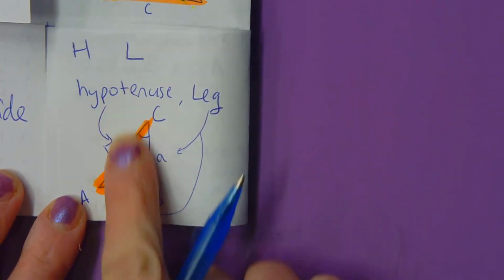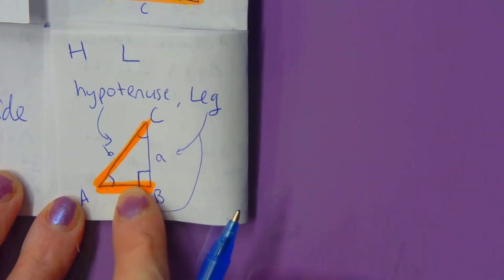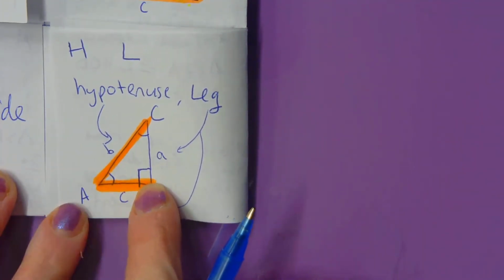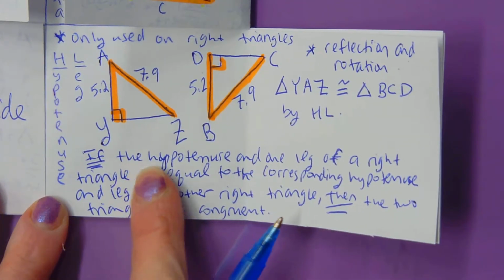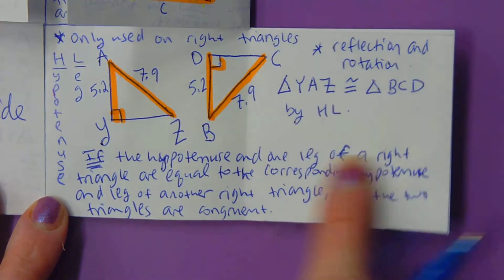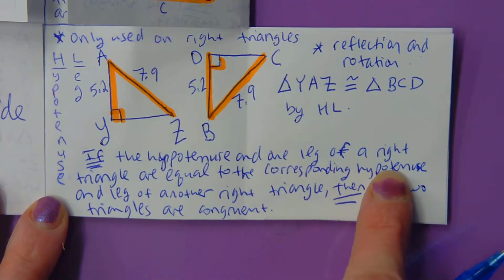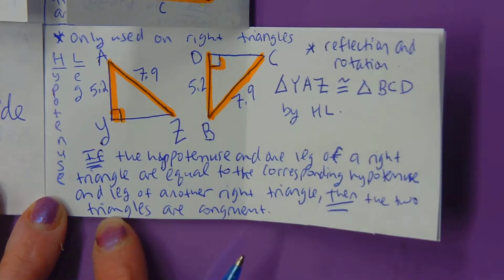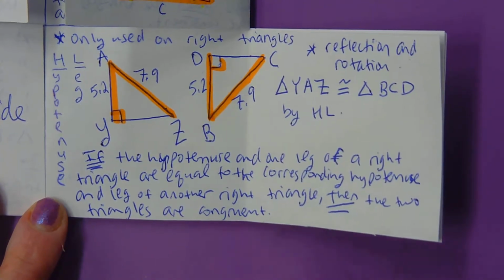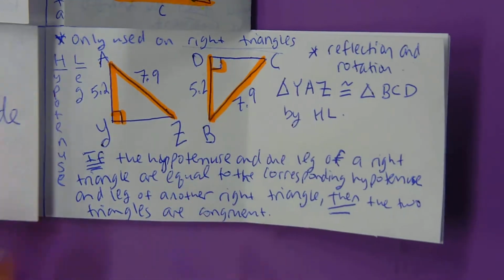So again, that's our hypotenuse leg. And we have a hypotenuse and a leg of a right triangle. Must be a right triangle in order to work. And if the hypotenuse and one leg of a right triangle are equal to the corresponding hypotenuse and leg of another right triangle, then the two triangles are congruent. And again, remember, that's only on right triangles.